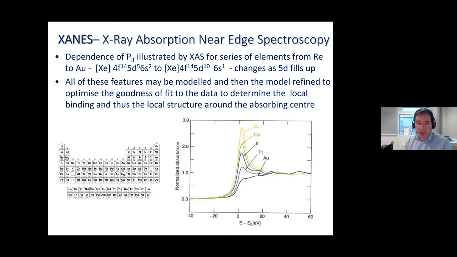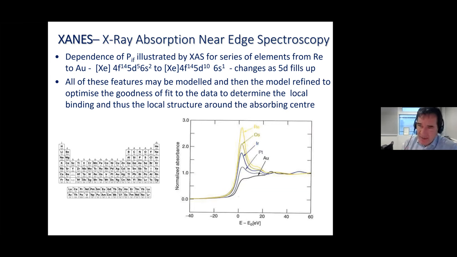So to give you an example, this is a set of measurements across a series of compounds at the center of which there is a heavy transition element. So these are compounds that contain the atom rhenium all the way through to gold. And as you go in this direction in the periodic table, you find that the D subshell is successively filled up with electrons. So at rhenium, it's half filled. There are five D electrons in the 5D subshell. And by the time you get to gold, that D subshell is completely full.